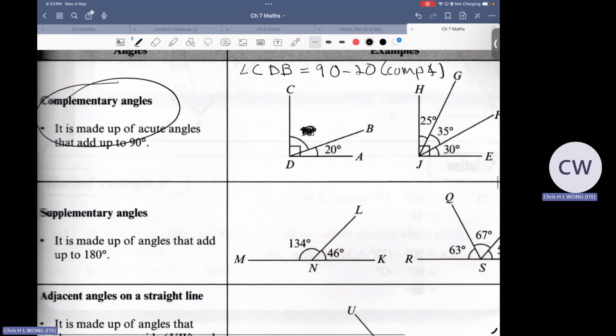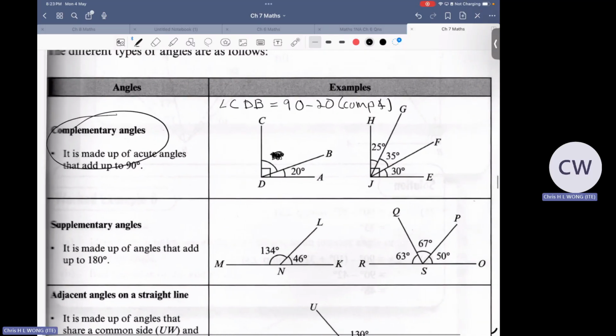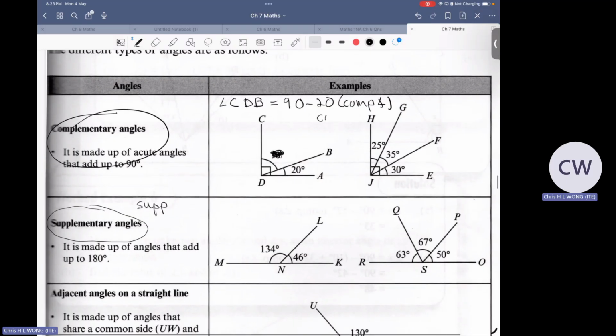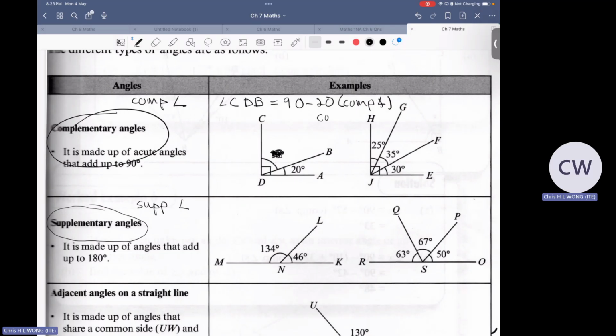Now, if you are using 180, same thing. If you are using 180 minus, you must tell them that this is a supplementary angle. Short form, SUPP. You don't need to spell it out. In the exam, no need. Short form, COM, complementary angle. No need to spell it out. Supplementary angle, no need to spell it out.